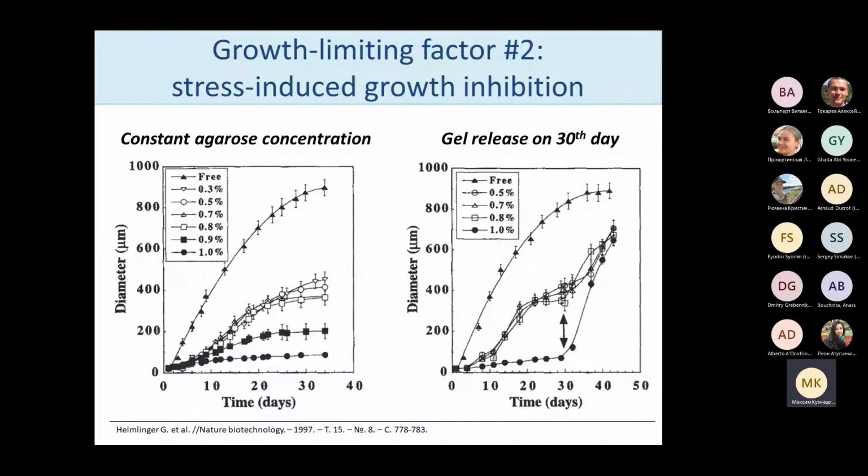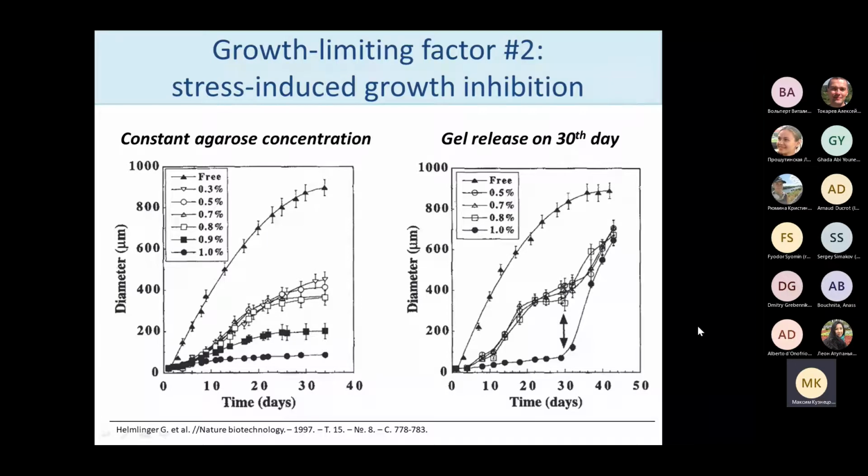Another growth-limiting factor, which was underestimated until the end of the 20th century, is stress-induced growth inhibition. Nowadays, it is clear that the rate of tumor cells proliferation depends on the stress exerted by the solid components of a tissue, that is, the cells and the elements of the extracellular matrix. In one of the first works on this subject in 1997, it was shown by growing tumor spheroids in gels of different rigidity that a compressive stress is able to inhibit the proliferation of cells in spheroid.